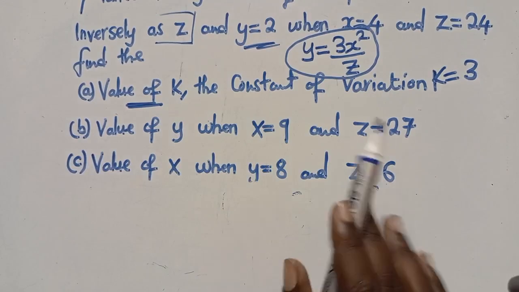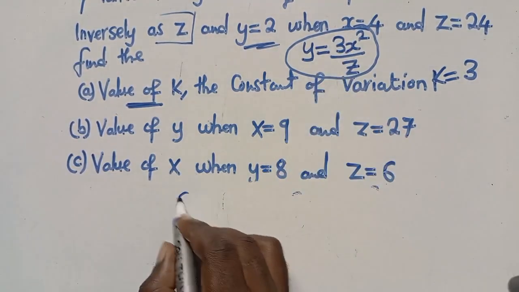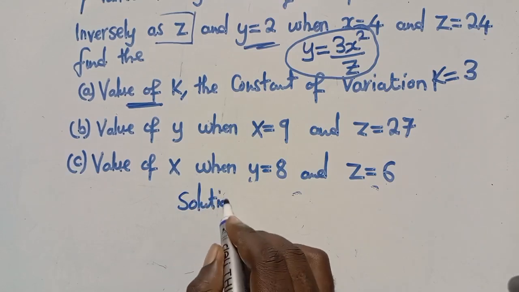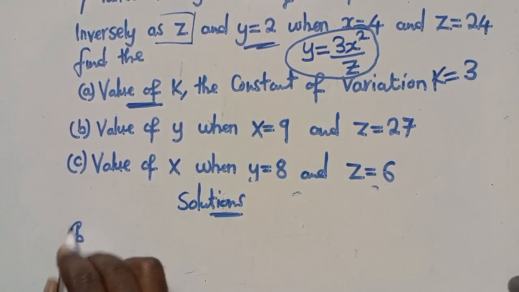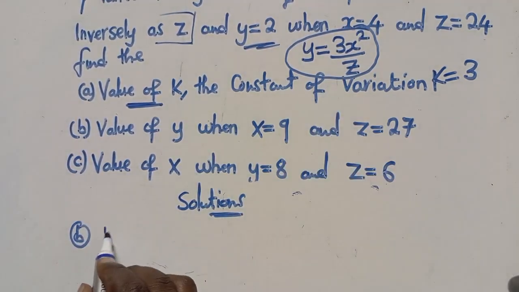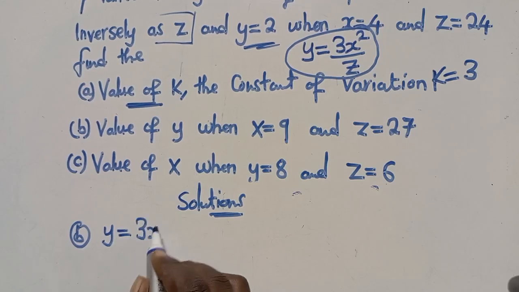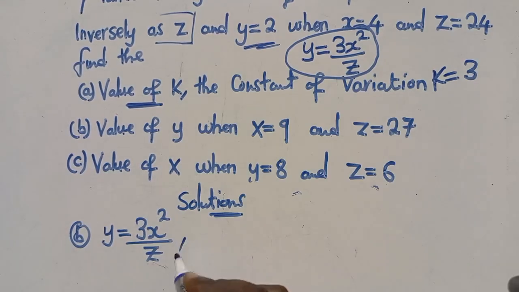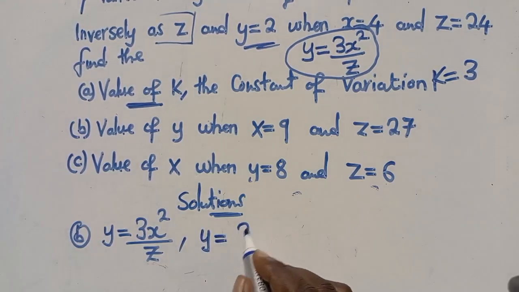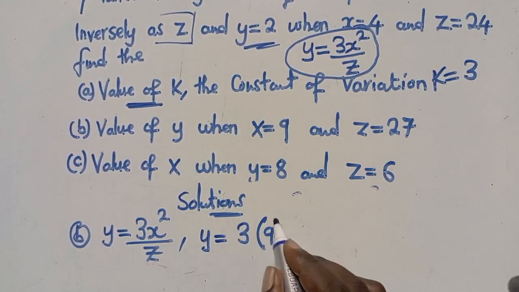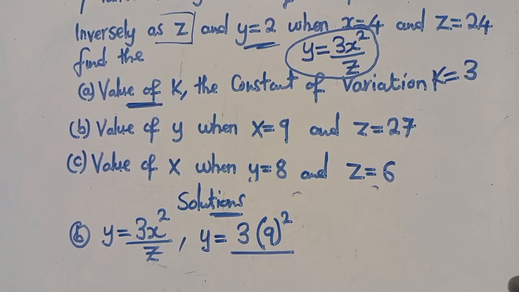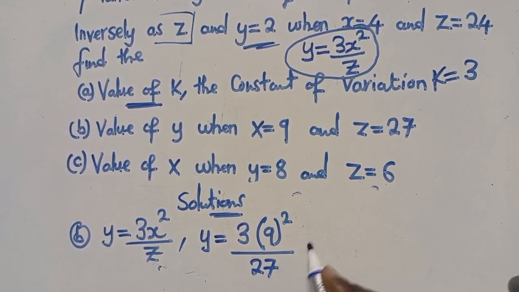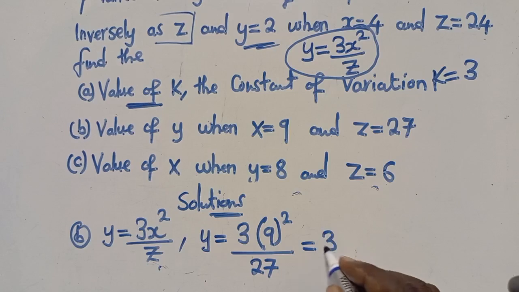So simple, isn't it? So we just substitute. We are answering question B now. So we are given this equation, y is equal to 3x squared over z. They are telling us to find the value of y when x is 9. So y is equal to 3, then x is 9, so 9 squared. Then z is 27. Obviously, this is equal to 3 times z.